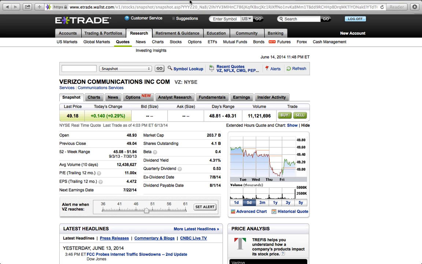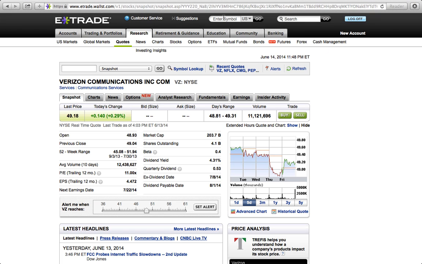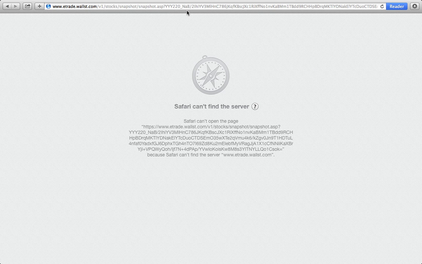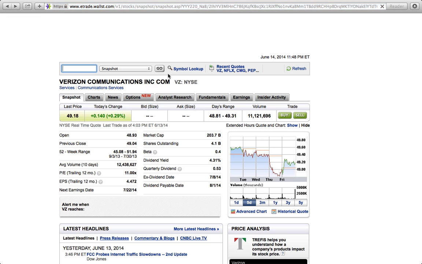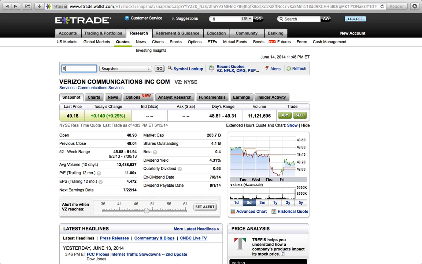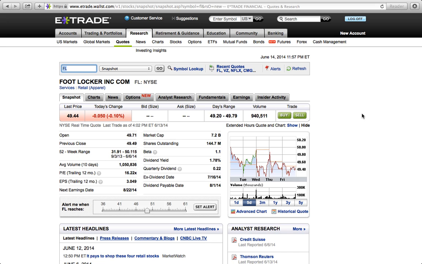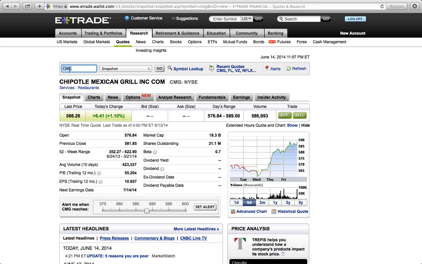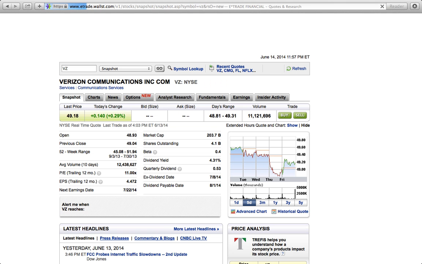For example, let's go up here and let's look up a stock. Let's use FL for example. It seems like my computer went to sleep on me for a second, but let's go back. FL is Foot Locker, right? So I typed in FL, you can see Foot Locker pulled up, right? And let's go to CMG. There's another one. As you can see, CMG is Chipotle Mexican Grill. So that's why stock symbols are important.